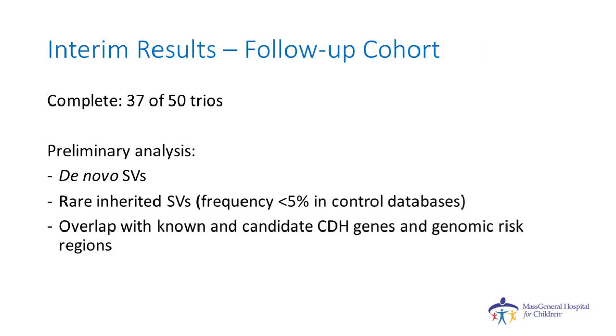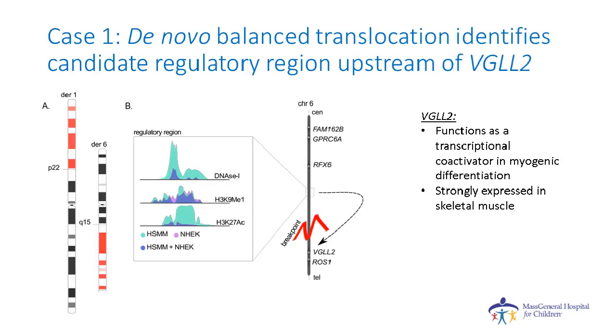As I mentioned, we're in the process of analyzing the data from our follow-up cohort, but I do have some interim results, and I'll share a few examples of cases with you today. We've completed the analysis on 37 of the planned 50 trios, and we've done an analysis focused on looking at de novo structural variants and rare inherited structural variants, those that have a frequency of less than 5% in a control database. We focused on variants that have overlap with known or candidate CDH genes in genomic risk regions.